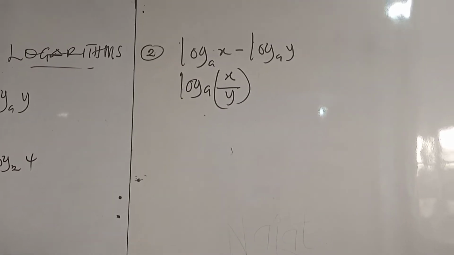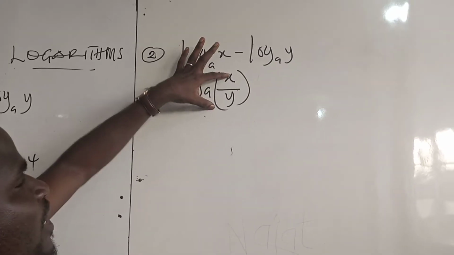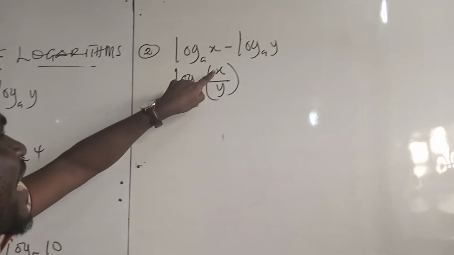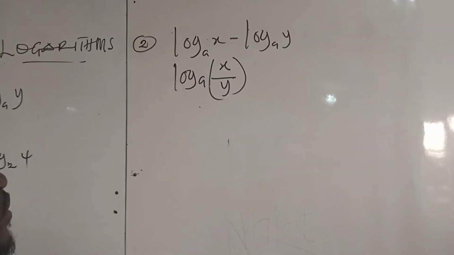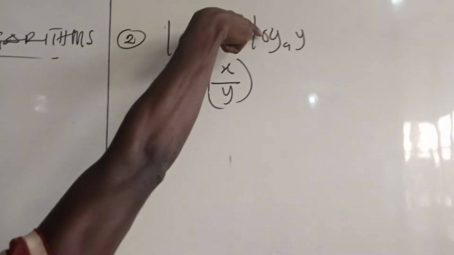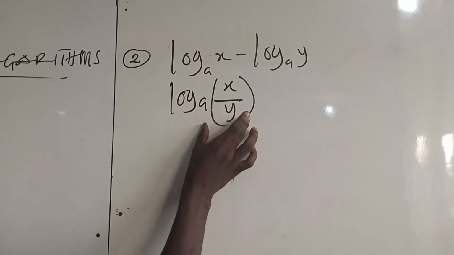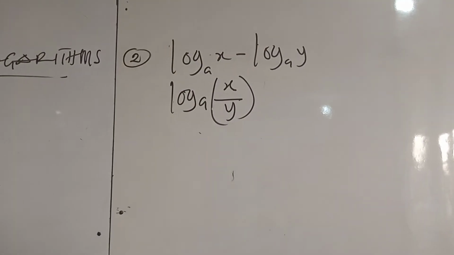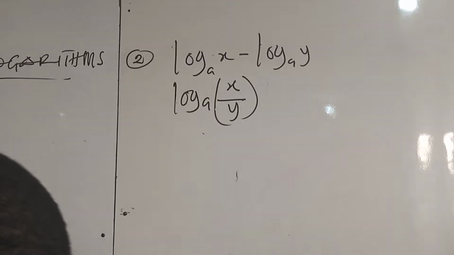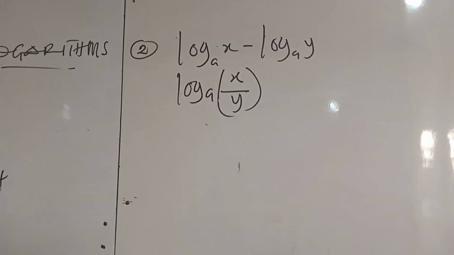So when the question is given in this form, it will be log x minus log y. Whenever the question is given in this form, you have to put it in this form. But when the question is given in this form, you have to put it in what? In this form. So take note.